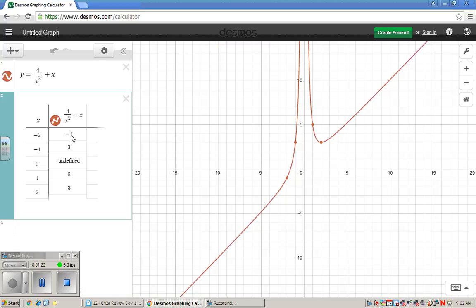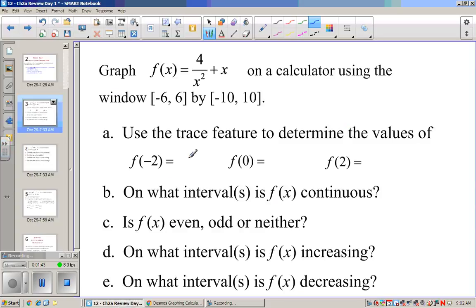So our answers are -1, undefined. That means there's no point at 0. That's going to help us in a moment. And at 2, our answer is 3. And if you look at the graph, all the points that are on the table are labeled on the graph. All right, so let's go ahead and answer those questions. So when we put in -2, we got -1. At 0, it was undefined. And at 2, we got 3.